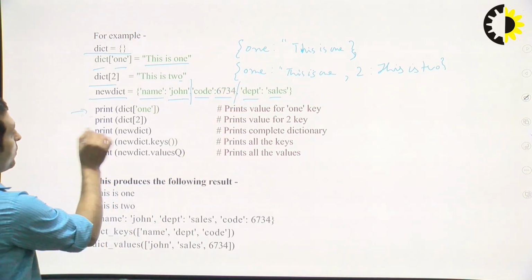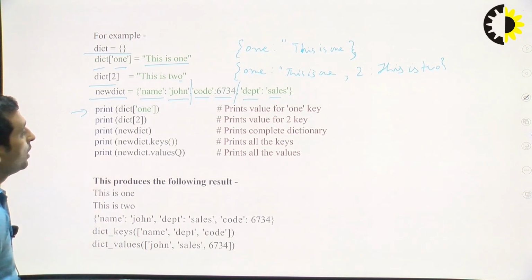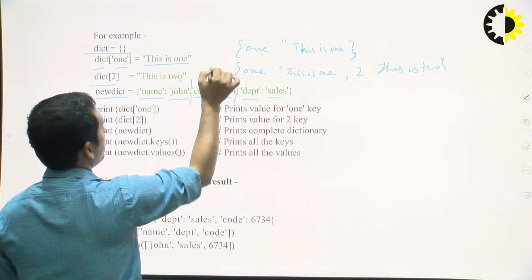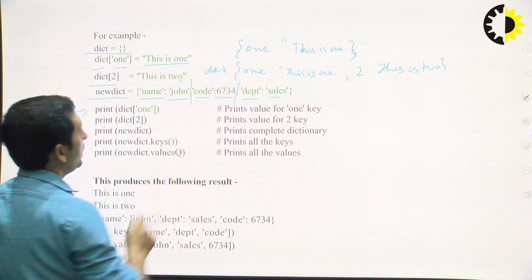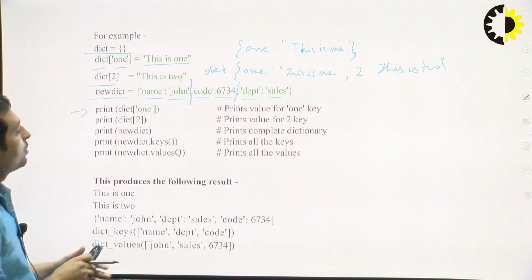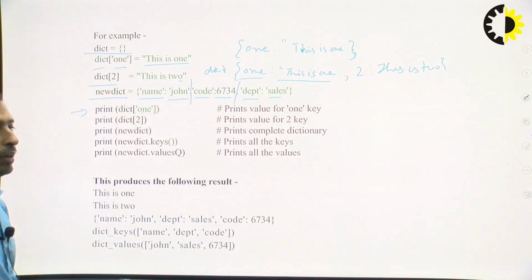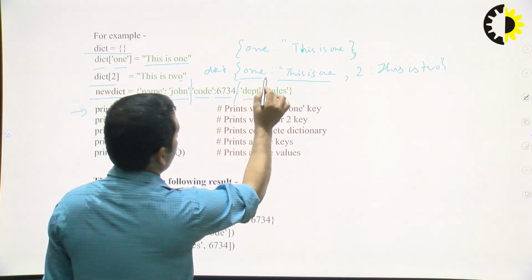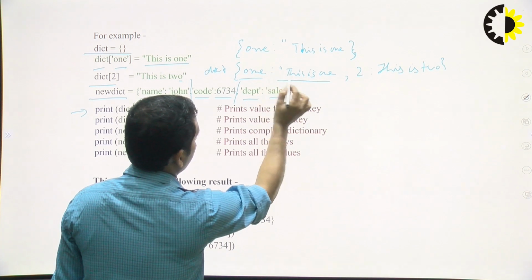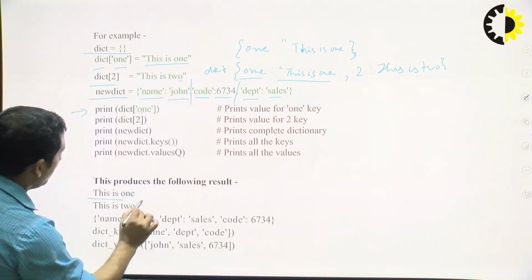So here print dict 1. In the dict, the key is 1. So this will print the corresponding value to the key 1.